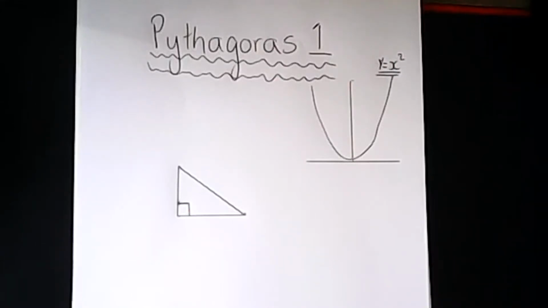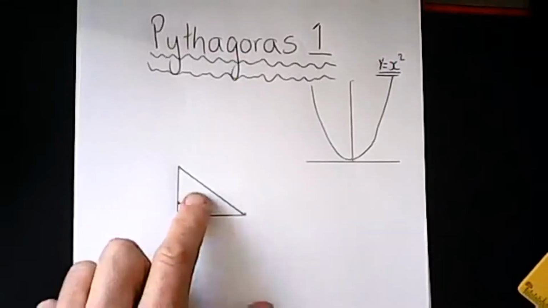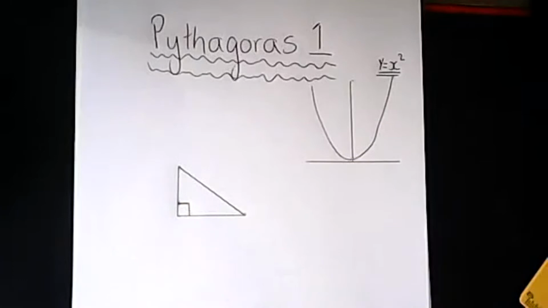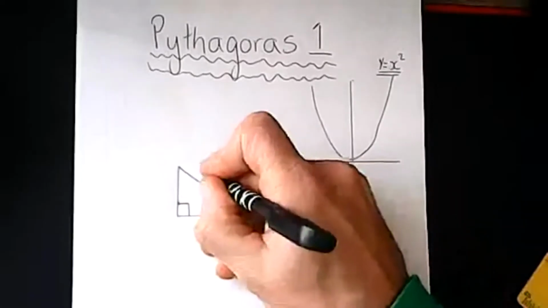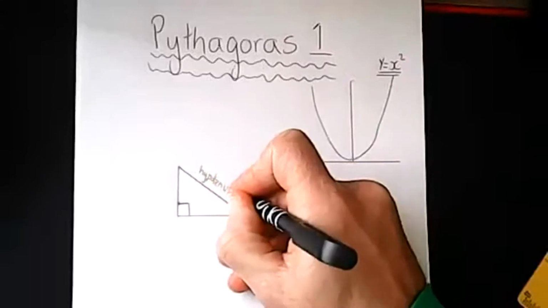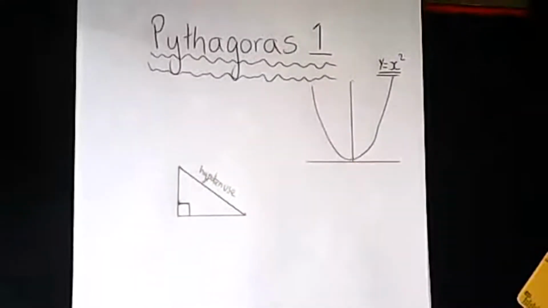Okay, so that's called a hypotenuse. A hypotenuse. And the reason why that's a hypotenuse is because that is the biggest side. Hypotenuse. Well done, Lydia. Hypotenuse. Brilliant.